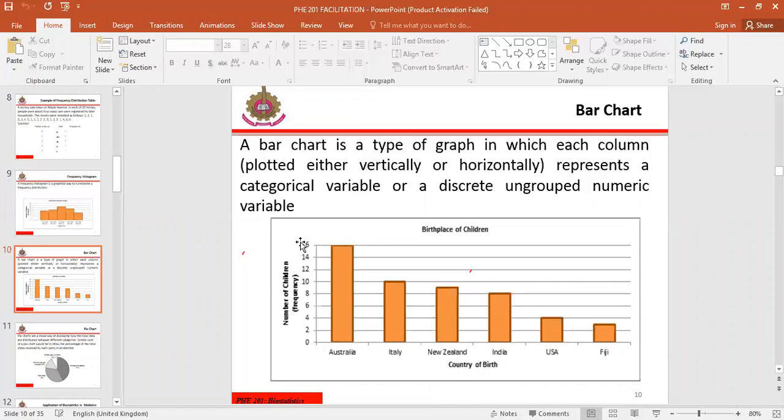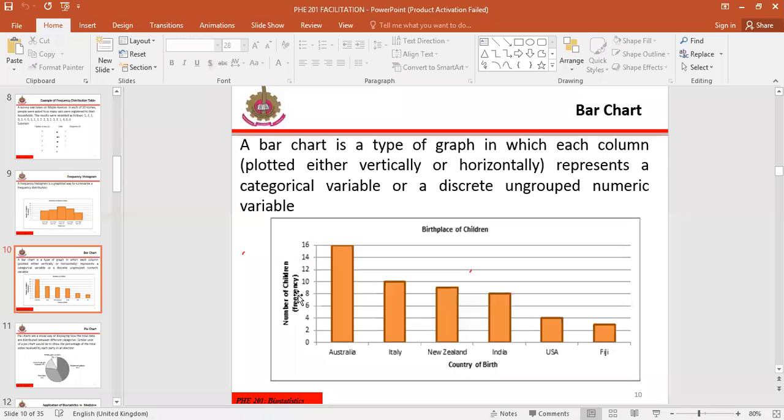The number of children is what we have on the y-axis here, and the birthplace in terms of country is what we have on the x-axis, which is Australia, Italy, New Zealand, India, USA, and the other one. Now, the country of birth is marked to the number of children that were born, so to say, in that particular country. Like the first one, this is Australia. We have 16 children that were born in that place.